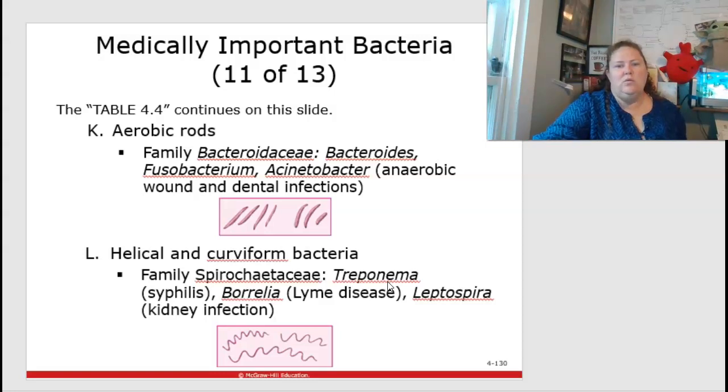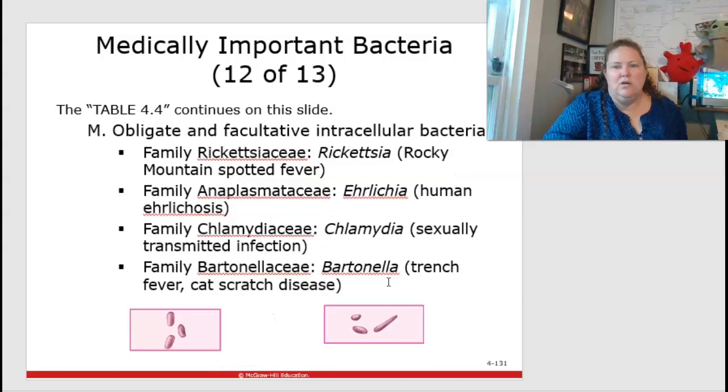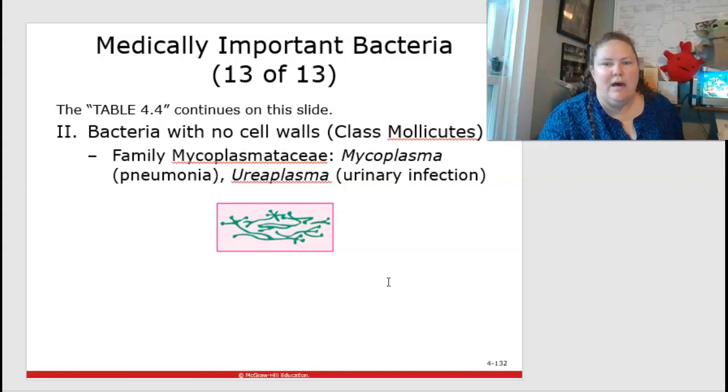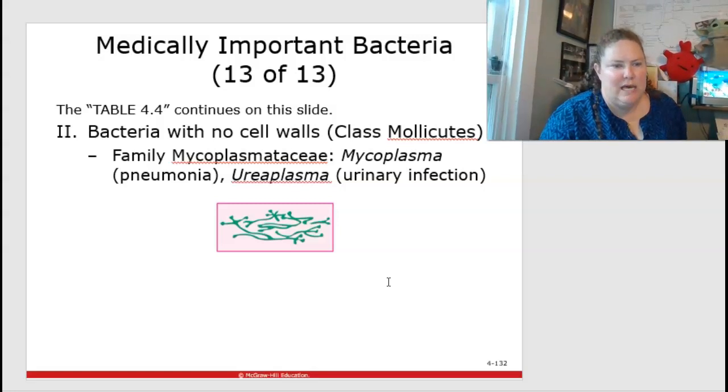Your aerobic wound and dental infections, Lyme disease, and kidney infections, syphilis, right? Rickettsia or Rocky Mountain spotted fever, STIs, and trench fever, cat scratch disease, right? And these are obligate and facultative intracellular bacteria. And then you have the mollicutes, and these would be involved in pneumonia and UTIs.